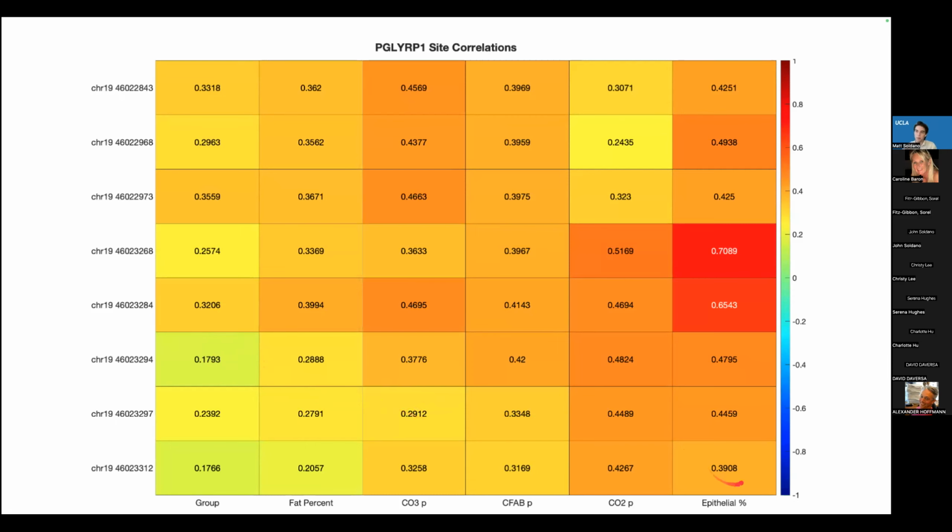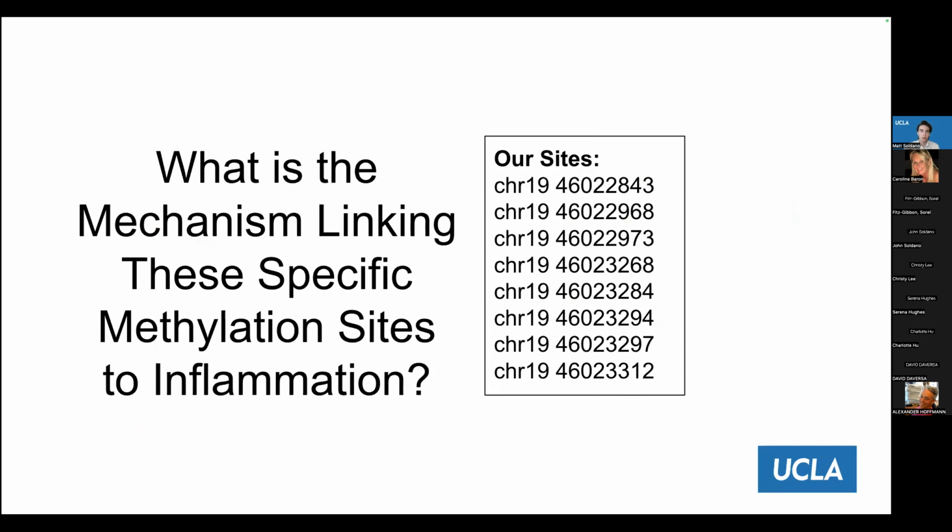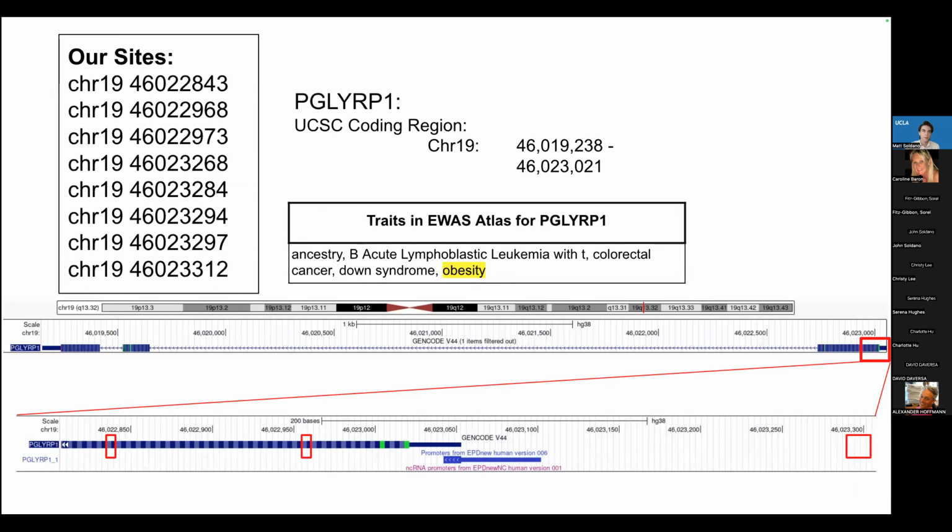And then I also mentioned at the beginning, we did cell deconvolution to look at the epithelial percent, and we can see that these sites are also very strongly associated with epithelial percent. So maybe there's something going on with the amount of granulocytes in the sample and how methylated those regions are and how that's associated with the complement protein. So there's a lot of different things that we want to link. What is this mechanism that's linking all of these specific methylation sites to inflammation?